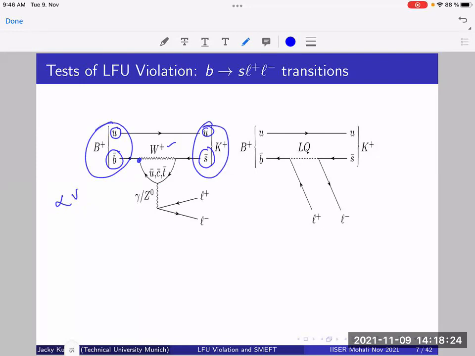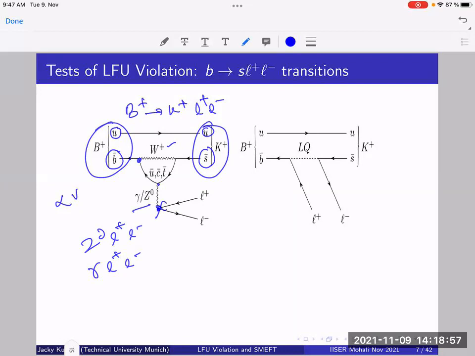So this kind of process gives rise to, for example, B plus to K plus, and then in the lower part you can connect a photon or Z boson, and this gives rise to the complete process becoming l plus l minus. So as you see, our important vertex is this vertex. Here you see the interactions of Z with the l plus l minus and photon with the l plus l minus appear, which, as I explained in the previous slide, have exactly the same strength.